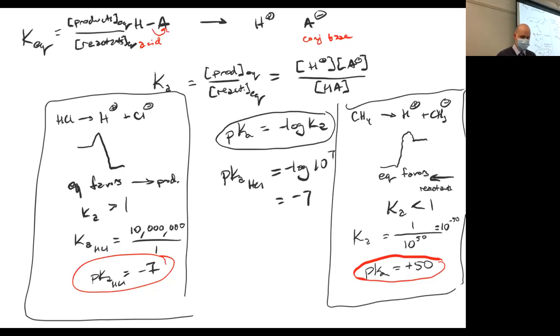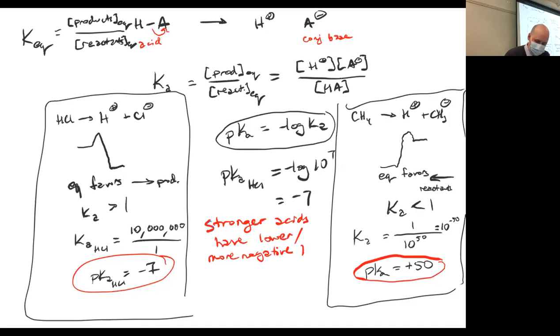So here is your takeaway message from all of this. Stronger acids, I'm going to do this in red, stronger acids have lower or more negative values for pKa.